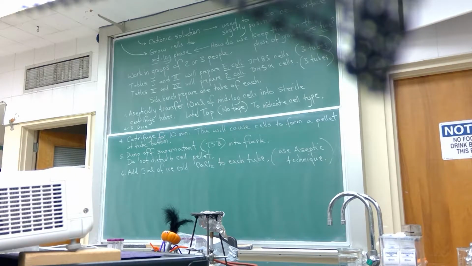So the centrifuge is stopping. Again, what you're going to do is dump your liquid into the flask up front, being careful not to disturb the pellet, and then you're going to aseptically add the ice cold calcium chloride. So it's already measured. You just put it in.